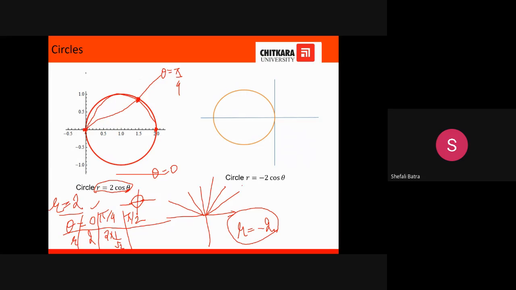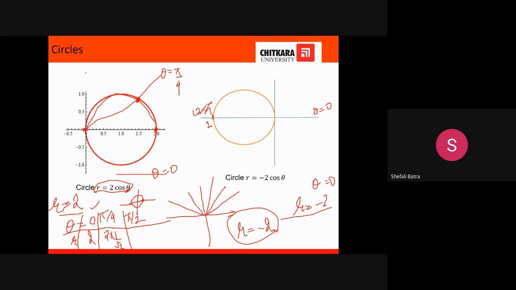Like in this circle, r is equal to minus 2 cos theta. When you put theta is equal to 0, then r is equal to minus 2. So instead of marking this r on the theta is equal to 0 line, we represent it on the opposite line. What is the opposite line of theta is equal to 0? Theta is equal to pi, just opposite. So r is equal to minus 2 would be your point here.